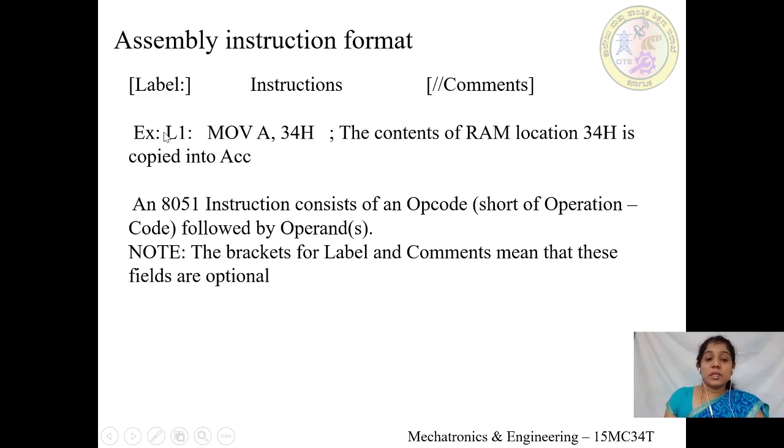Here in this instruction, L1 indicates the label. This label is followed by a colon, and next is the instruction: MOV is the opcode, and A and 34H are the operands. This is a direct addressing mode where 34H is the RAM location that has the actual data to be used for the operation. What is the operation that is performed? Move. Move means it copies the contents of the memory location. The memory location 34H has contents inside, and those contents will be copied into the accumulator.